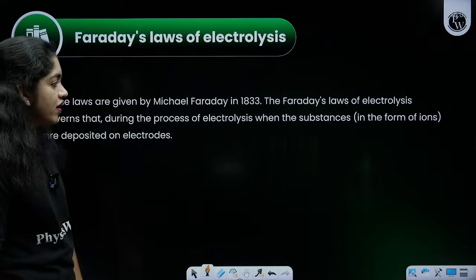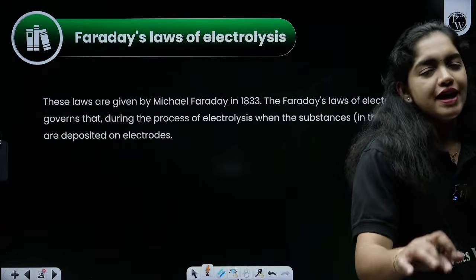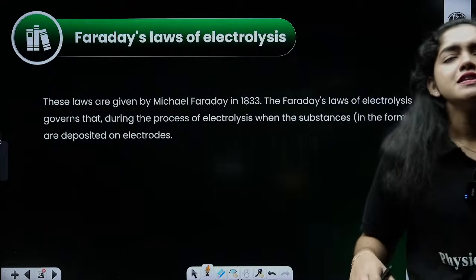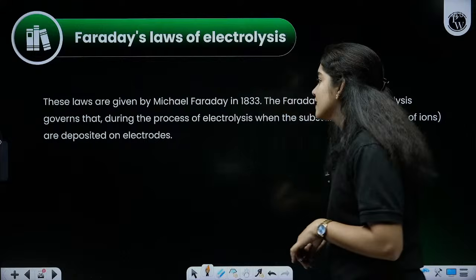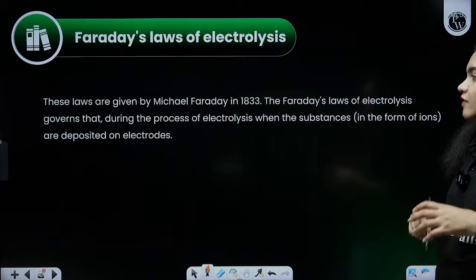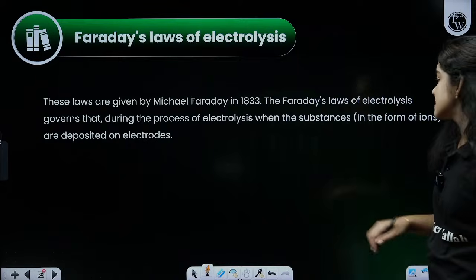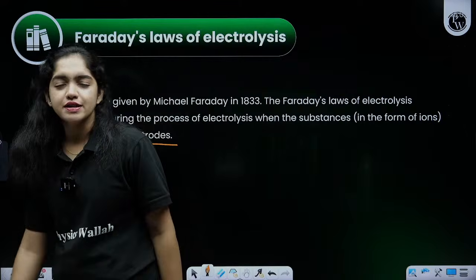So, we are going to the law session. The first law is Faraday, you are familiar with Faraday, right? The first law is what? Faraday's law of electrolysis. These laws were given by Michael Faraday in 1833, and Faraday's law of electrolysis governs that during the process of electrolysis, the substances are deposited on electrodes. That we learned now, right?